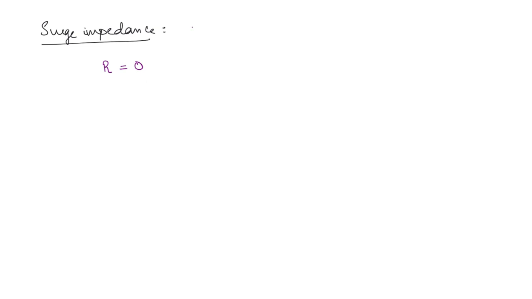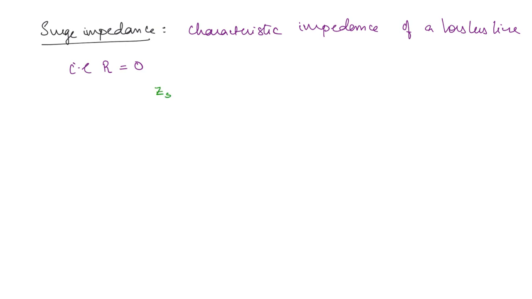surge impedance. The characteristic impedance of a lossless line, that is R equal to 0, we represent as ZS. Okay, surge impedance is represented as ZS. So this is equal to ZC under lossless condition.